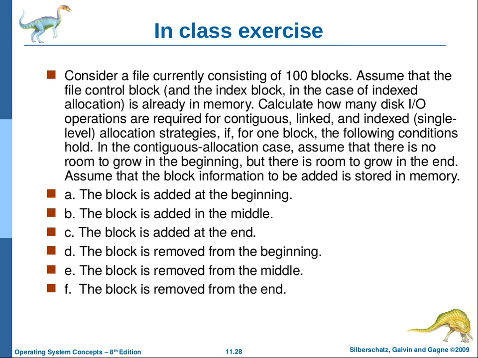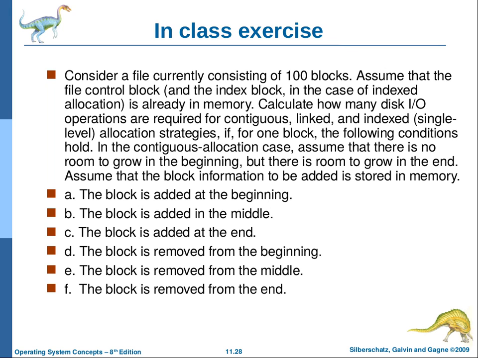In the contiguous allocation case, assume there is no room to grow in the beginning, but there is room to grow at the end. Assume the block information is stored in memory. So let's do this first for contiguous. The block is added at the beginning. What do we need to do?